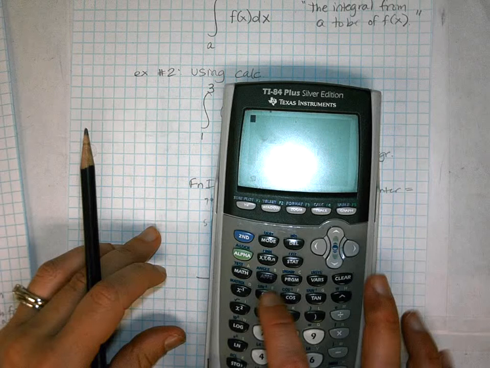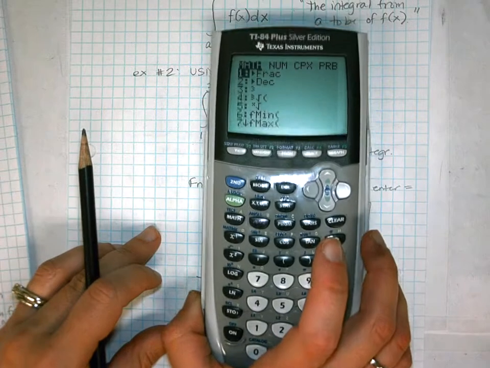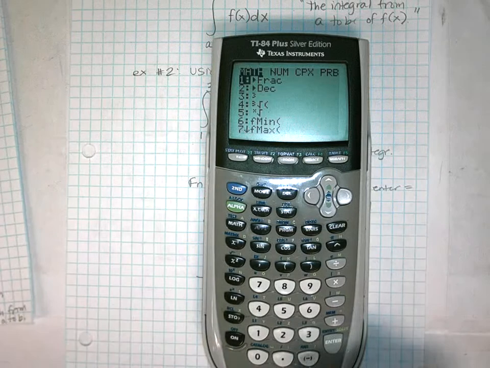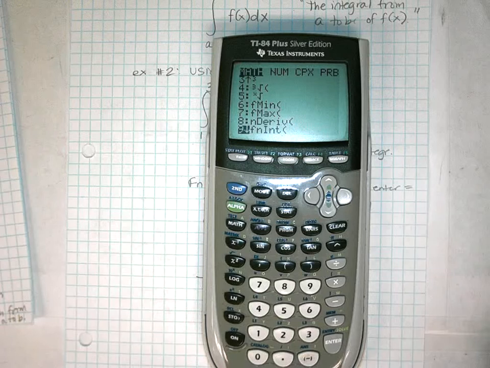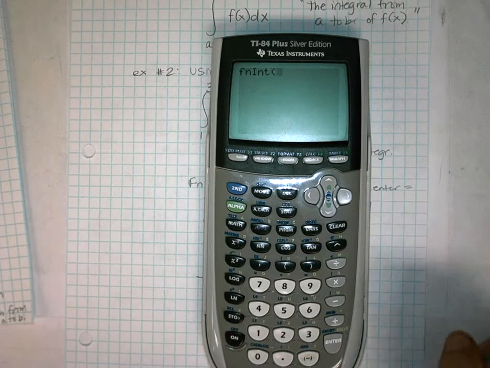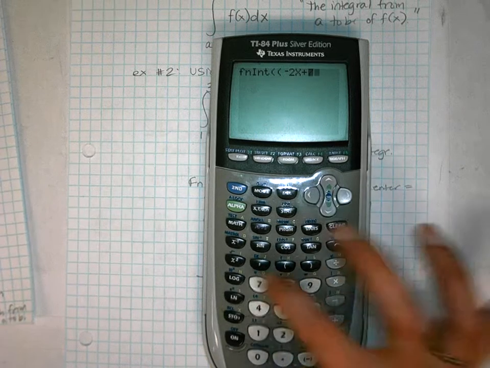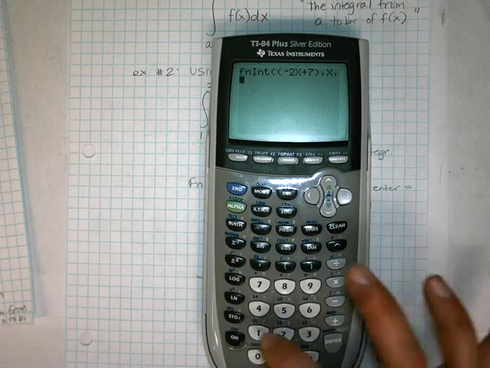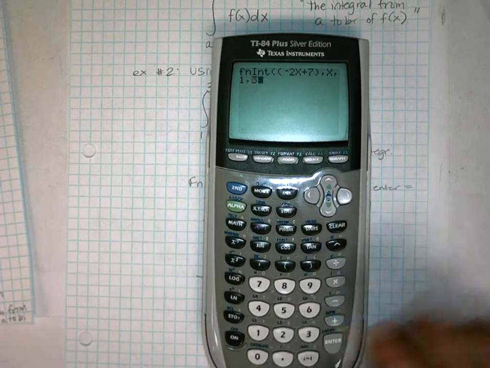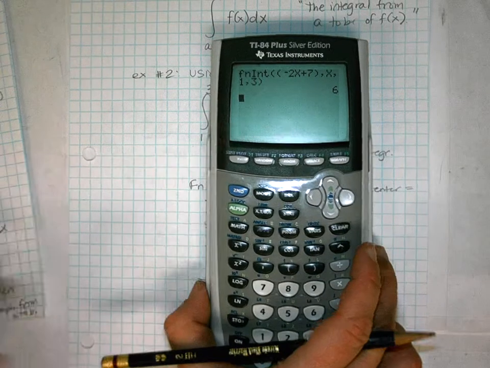Okay, so on a calculator, I'll show you real fast, and then we are done. Go to math, scroll down to number 9, or you could just hit number 9. There's number 9, fnInt. Hit enter. Then punch in your function. I'm going to use extra parentheses. Negative 2x plus 7, close parentheses, comma, x, comma, from 1 comma 3, close parentheses, hit enter, and there's my integral, 6.